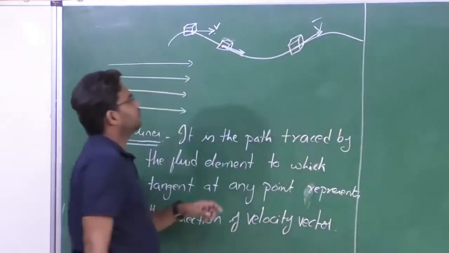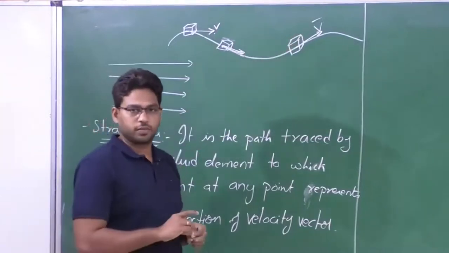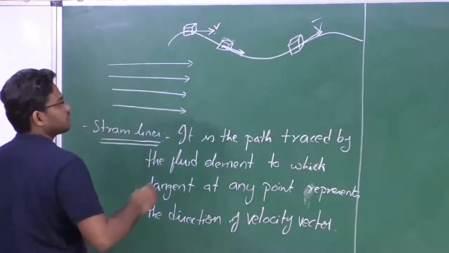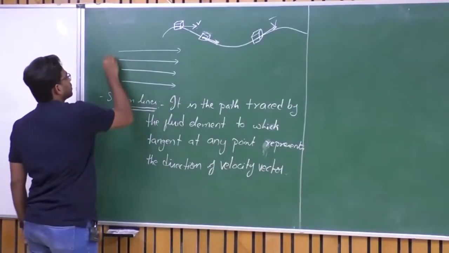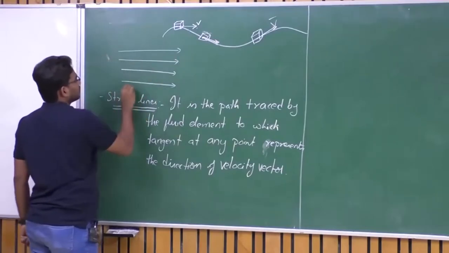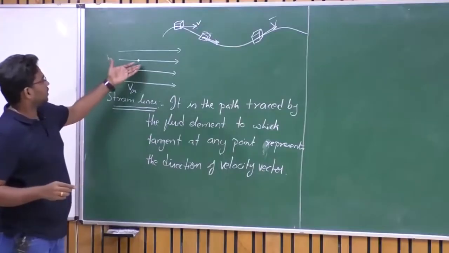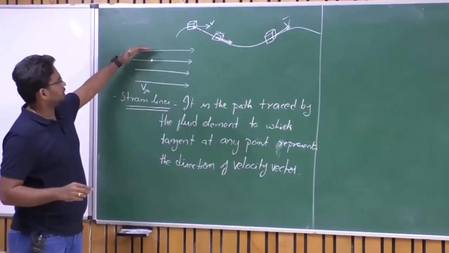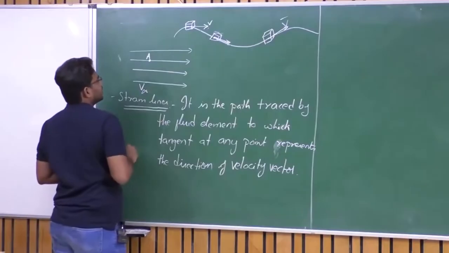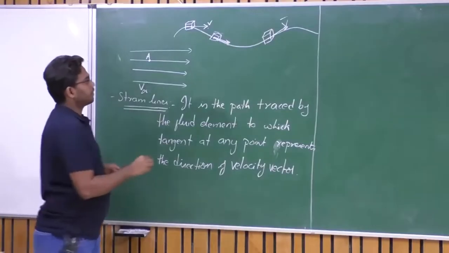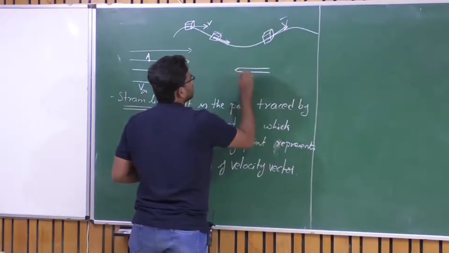So if you consider a fluid element here, the tangent here gives the corresponding direction of velocity. The streamline itself is the tangent, so the direction of the velocity vector is along this line. So let it be V infinity. In our previous class, to find out velocity, we considered a steady streamline flow. And let A be the point in the free stream, which is far ahead of this particular sensor.